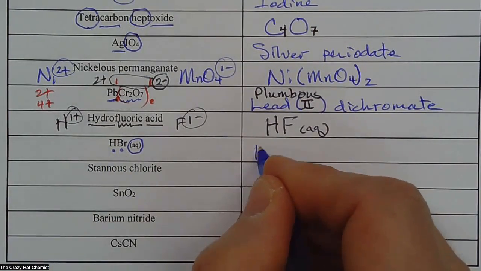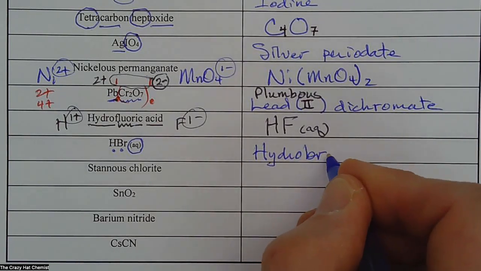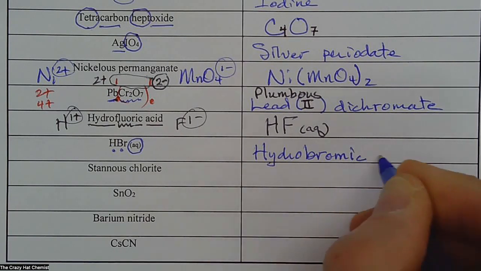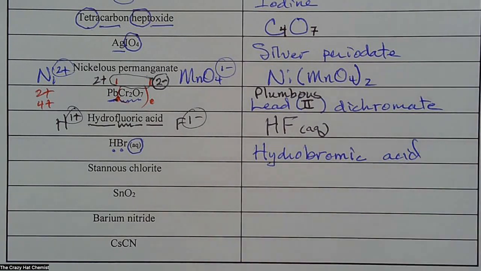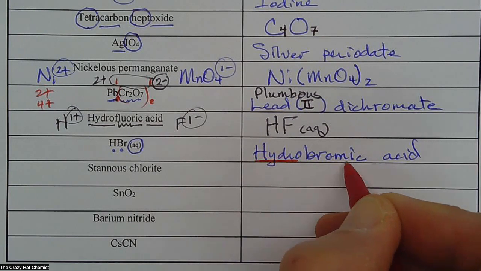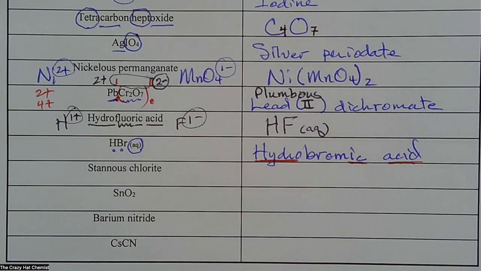So it's going to be hydrobromic acid. So for binary non-metal acids: hydro, root word, ic, and then acid. I highly recommend that you watch my lecture video series so that you fully understand this, okay? All right, let's see if we can do the next one.